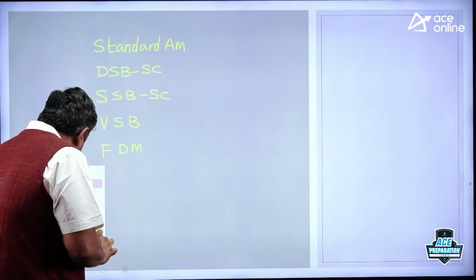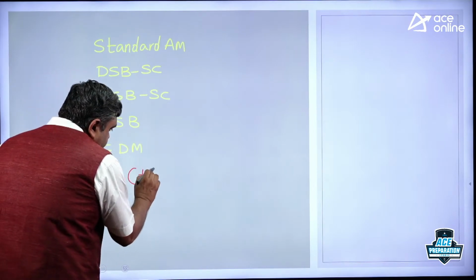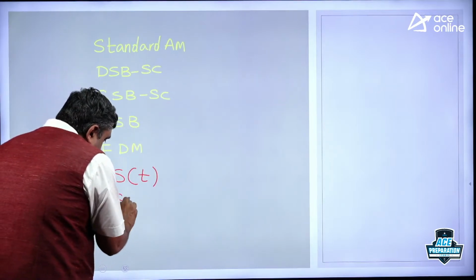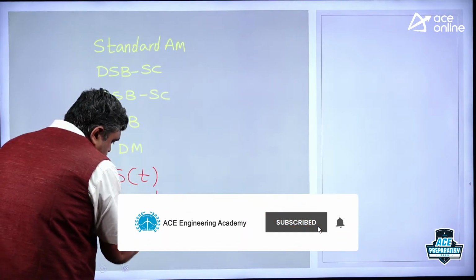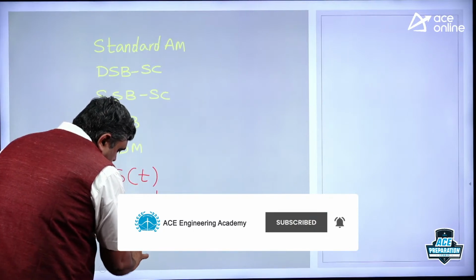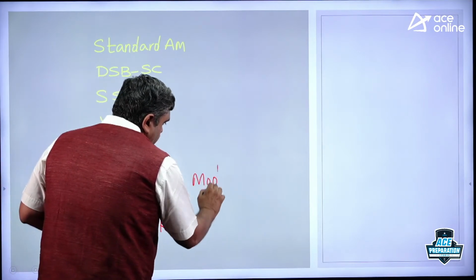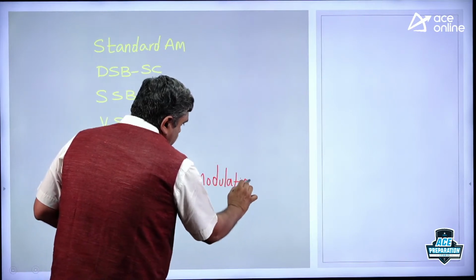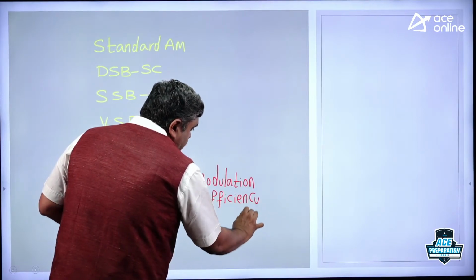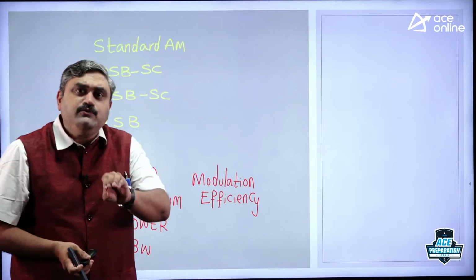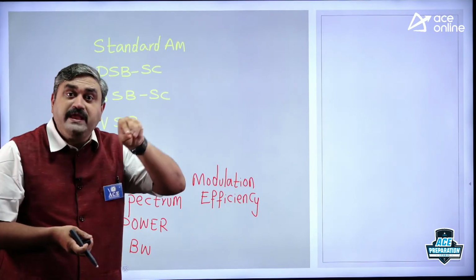Now, in all these areas, you have to concentrate on the modulated signal expressions, then the spectrum, then the power calculations, the bandwidth requirements and modulation efficiency. I am writing here, okay. And modulation efficiency. So whatever the numerical that comes will be predominantly 60 to 70% comes on this area only. Okay, so these are the areas which should be of primary focus.